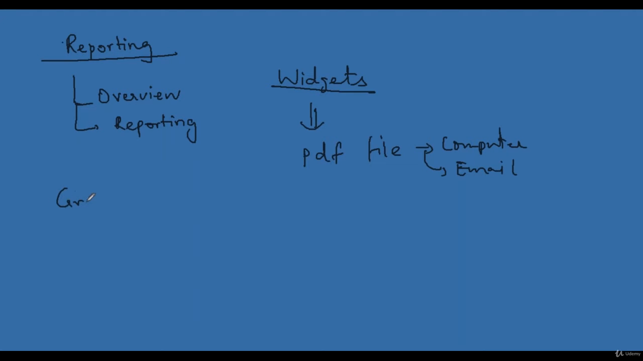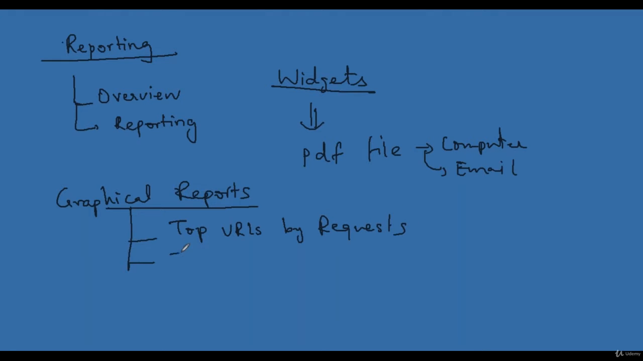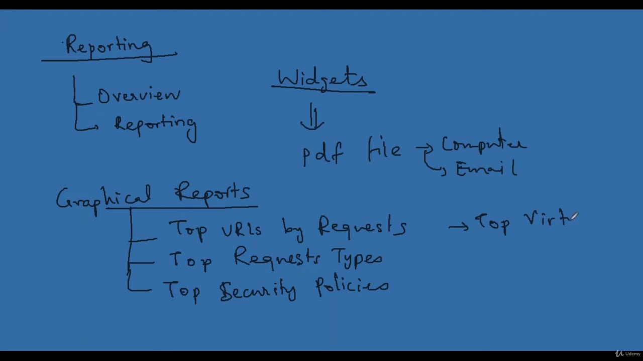So the graphical reports that we are talking about here can provide an overview of things like top URLs by requests, top request types, top security policies which are being used, and top virtual servers by average transactions per second.